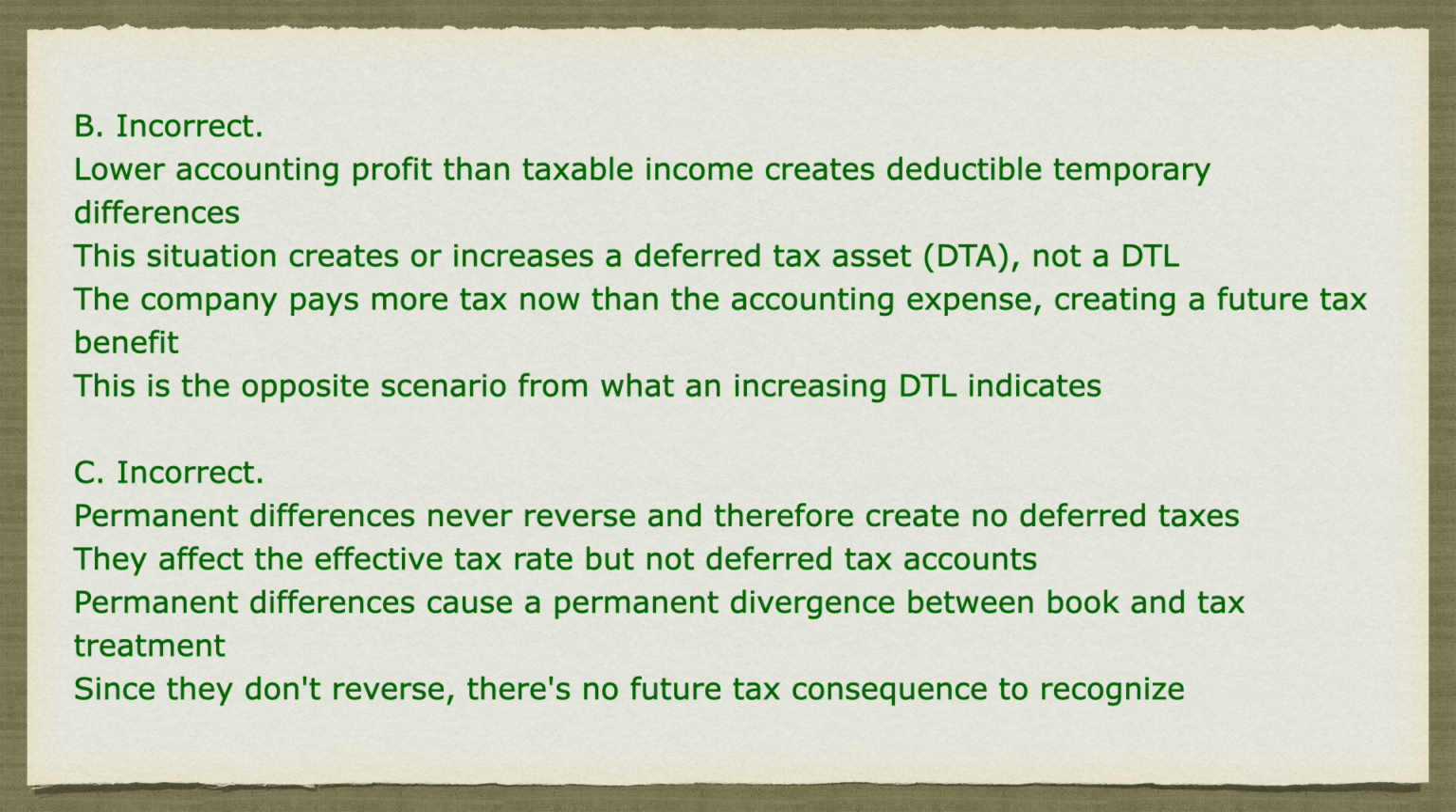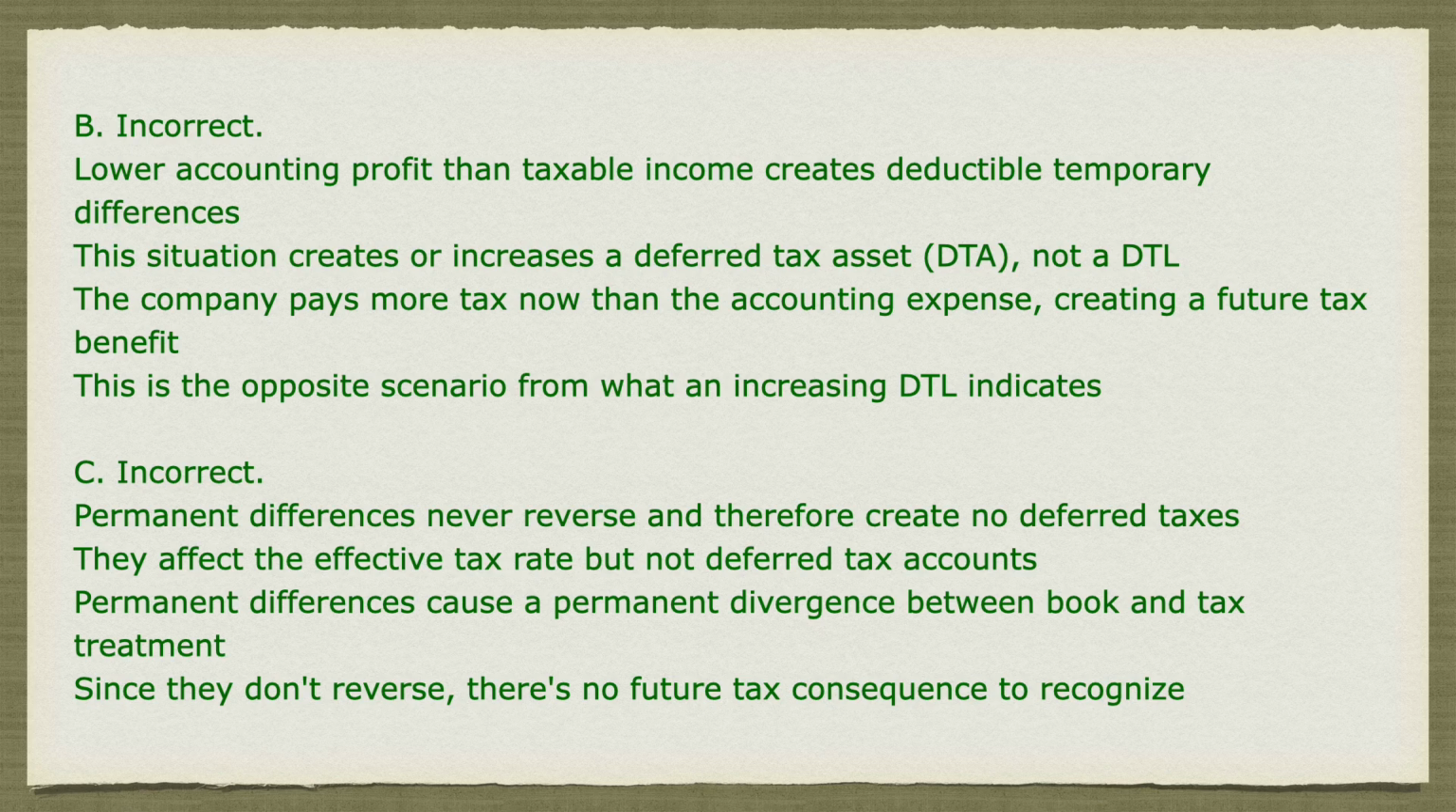B is incorrect. Lower accounting profit than taxable income creates deductible temporary differences. This situation creates or increases a deferred tax asset, DTA, not a DTL. The company pays more tax now than the accounting expense, creating a future tax benefit. This is the opposite scenario from what an increasing DTL indicates.